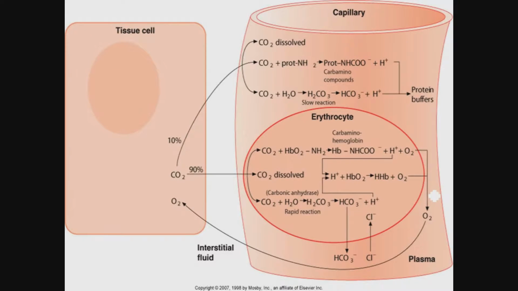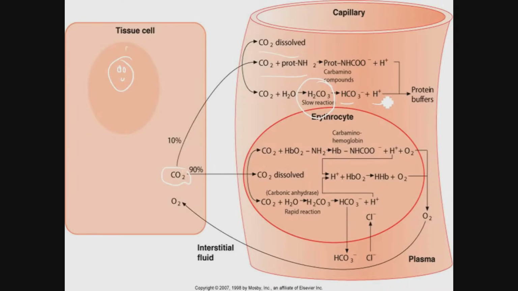Here's my tissue, my little mitochondria, metabolizing oxygen, producing CO2, right? That CO2 then is carried in a couple different fashions, we said. 10% of it is dissolved into the plasma or attached to a protein as a carbamino compound, or converted to bicarbonate and hydrogen ions. Very slow reaction because there's no carbonic anhydrase.